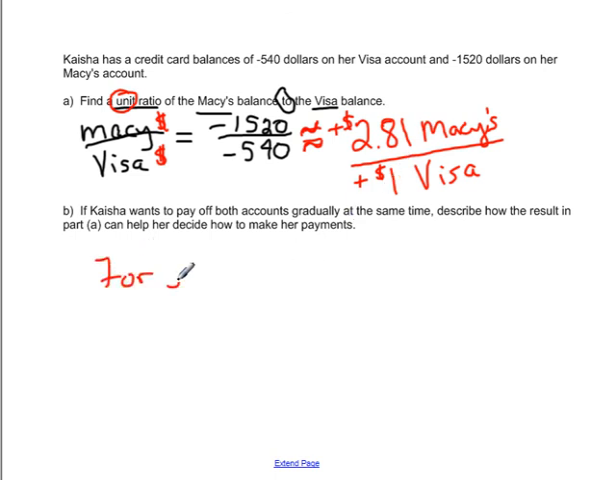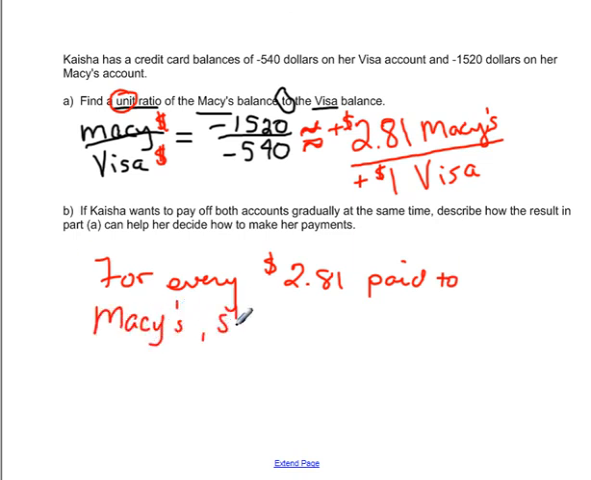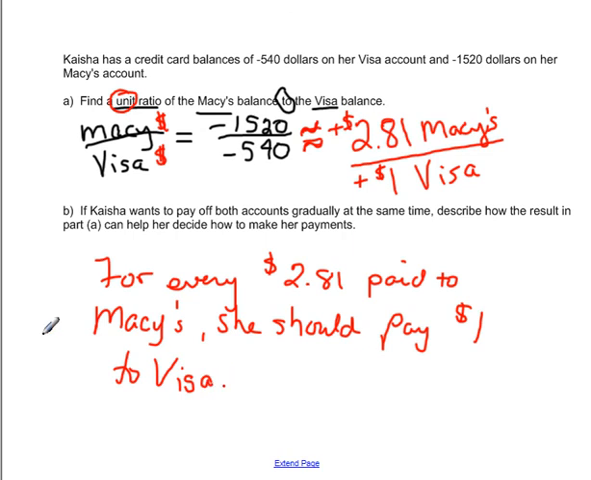So for every $2.81 paid to Macy's, she should pay $1 to Visa. So that's a nice way that these unit ratios can help us to kind of put some different thought into our finances, especially in things like paying off credit card debt.